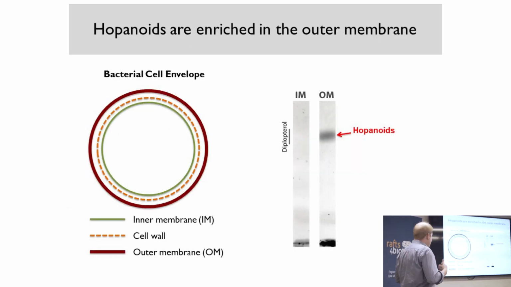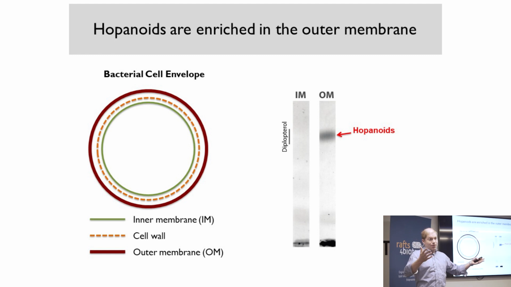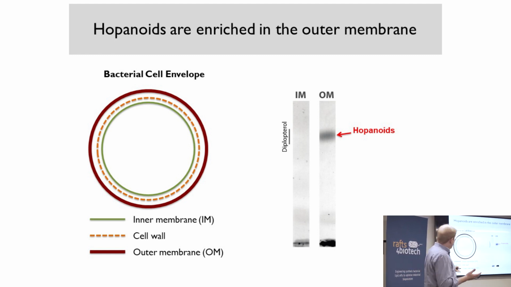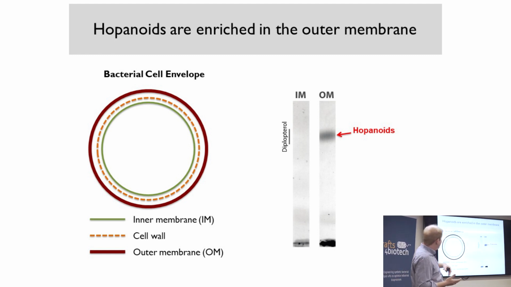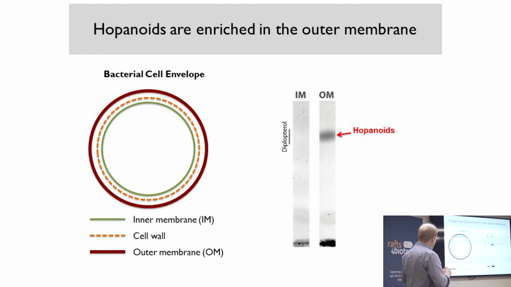Now, the first thing was to just purify inner and outer membrane. It's a gram-negative bacteria. And ask which membrane is the Hopanoid or the Hopanoids enriched in. And we did that. Here's a nice TLC thin layer chromatograph. And we see that the Hopanoids are in the outer membrane fraction, quite clearly enriched. So that answered the first question. They're in the outer membrane.